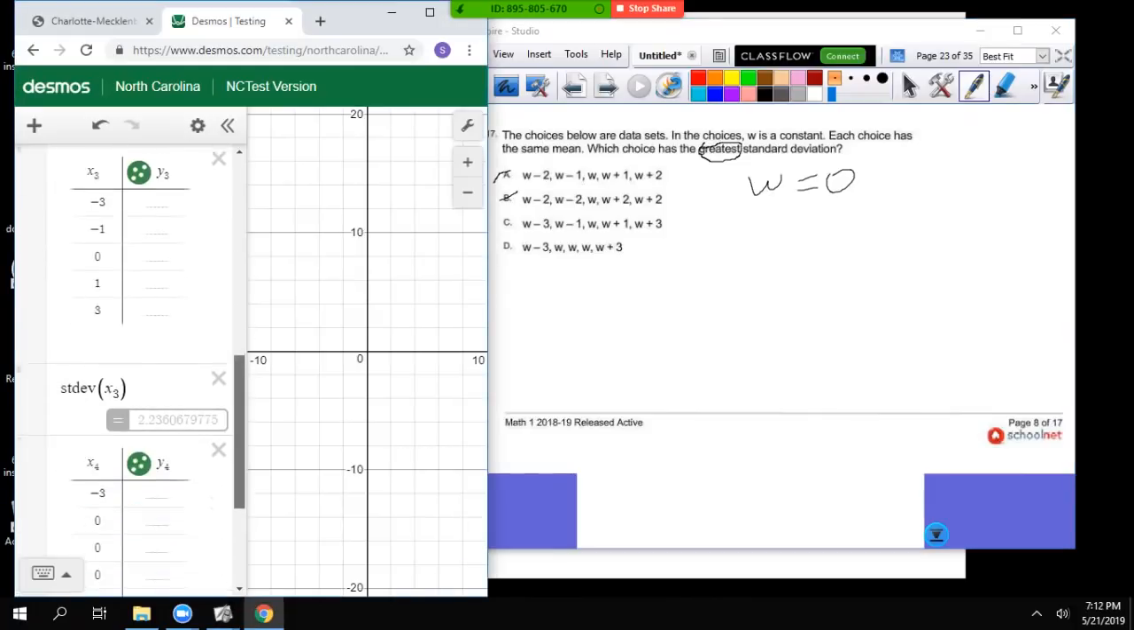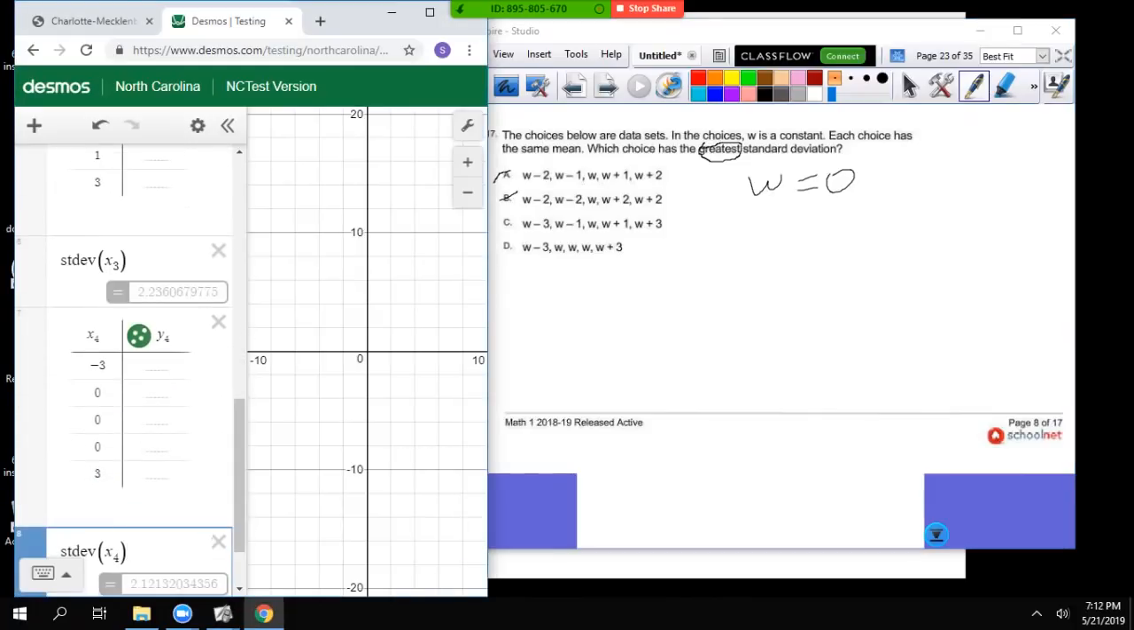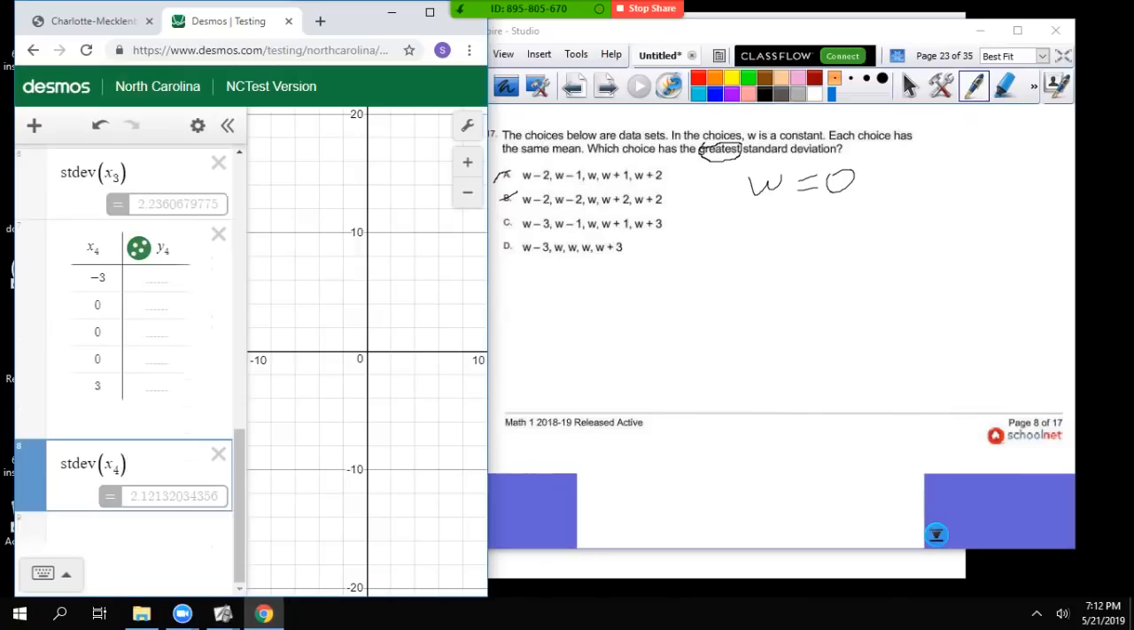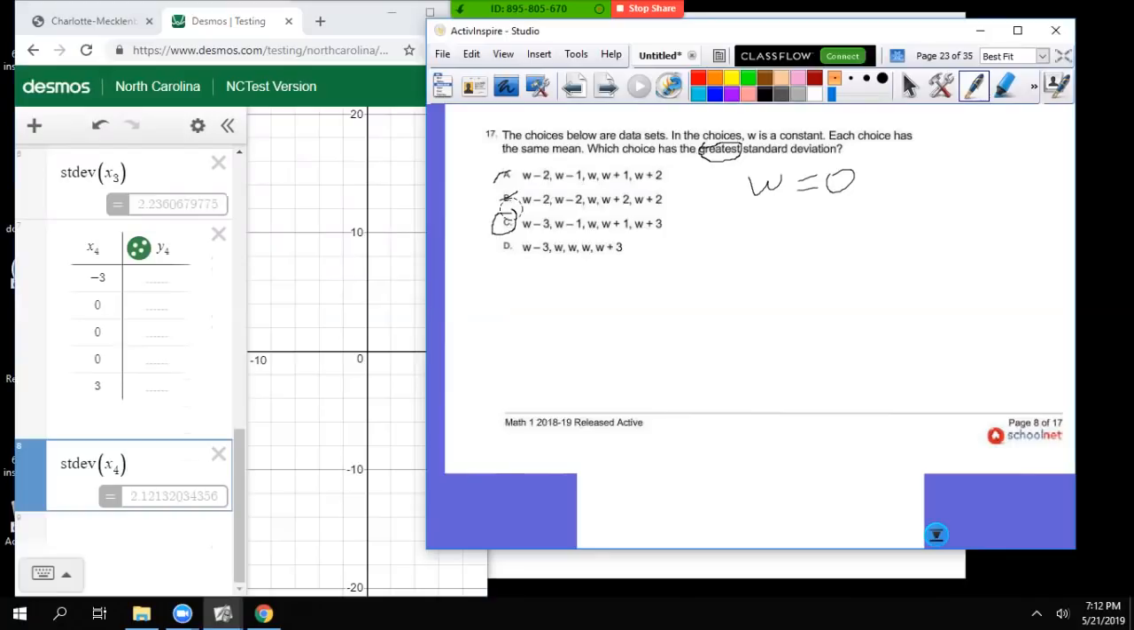Looking at C, or x of 3 here, I've got 2.23. Okay, and looking at D, I've got 2.12. Well, which is going to be largest? Well, I know that 2.236 is larger than 2.121. So our answer choice would be C.